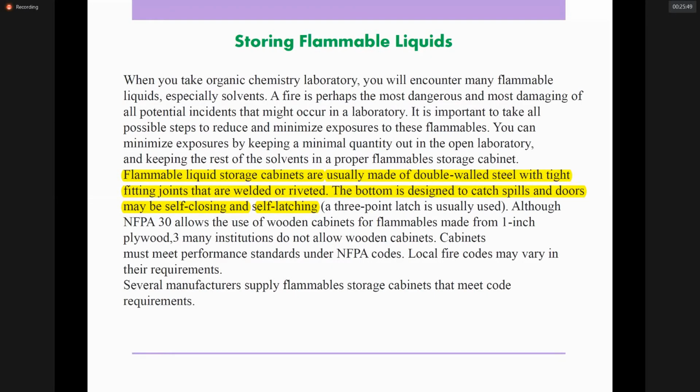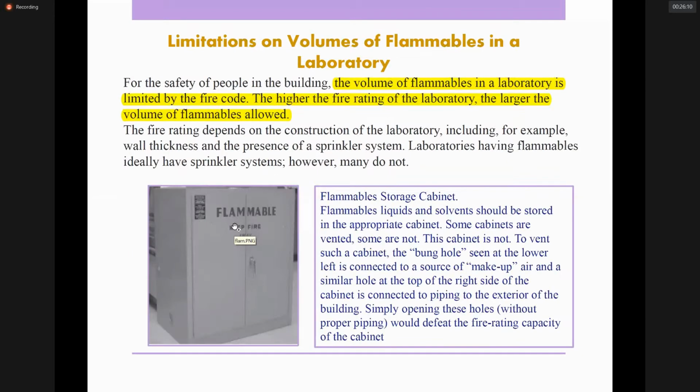So the flammable liquid cabinet is made of double-walled steel with tight-fitting joints and is self-closing, because a flammable liquid is hazardous and must always be in a closed environment. The volume of flammables in the laboratory is limited by the fire code. The higher the fire rating, the larger the volume of flammables allowed.